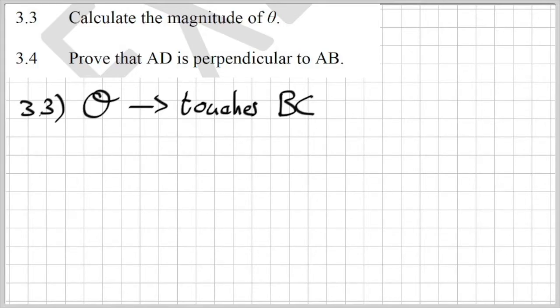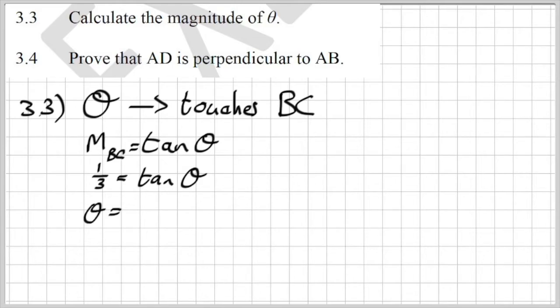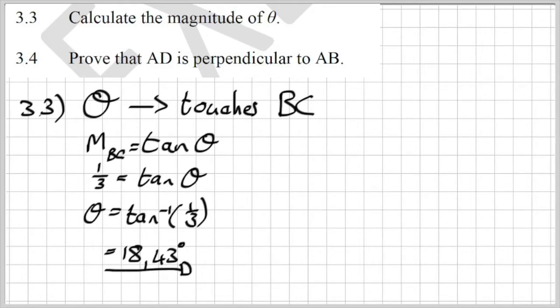There's a nice little trick I want you to remember: the moment that theta touches a line, that is the gradient I'm going to need. Fortunately for us, the gradient we just calculated is 1/3. So to get theta, I'm simply going to say arctan of 1/3, which is 18,43.